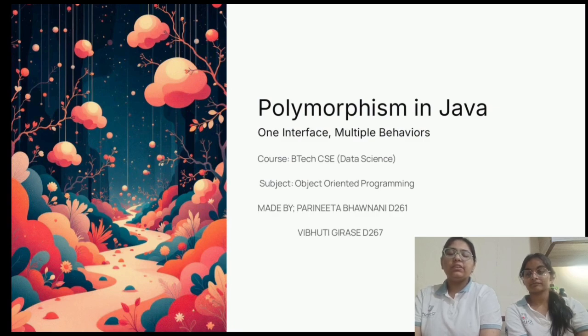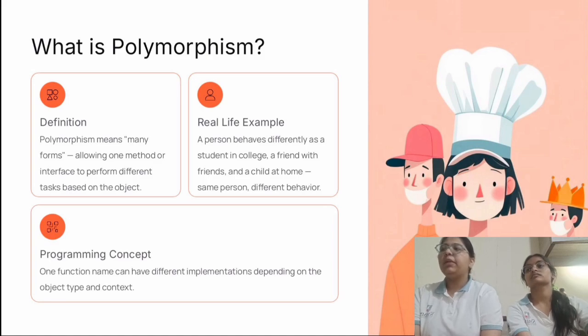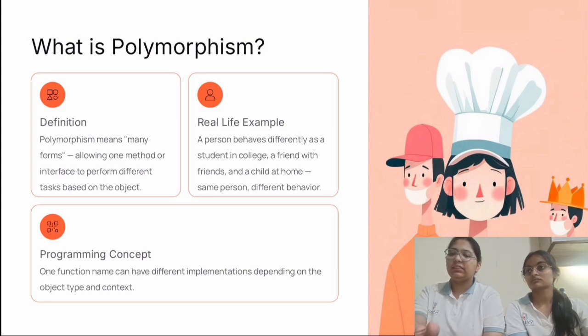This video is regarding the object-oriented programming in Java assignment. So we are going to explain the topic polymorphism in Java. What is polymorphism? It means many forms, allowing one method or interface to perform different tasks based on the object. Its real life example is when a person behaves differently as a student in college, as a friend with friends, and as a child at home. It is the same person with different behavior. Its programming concept is one function name can have different implementation depending on the object type and context.